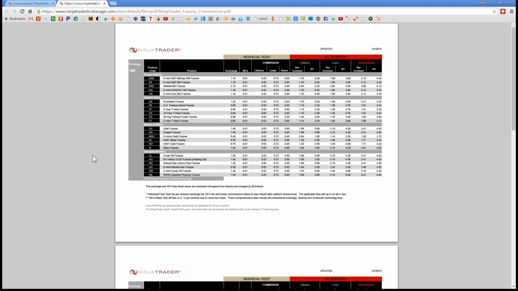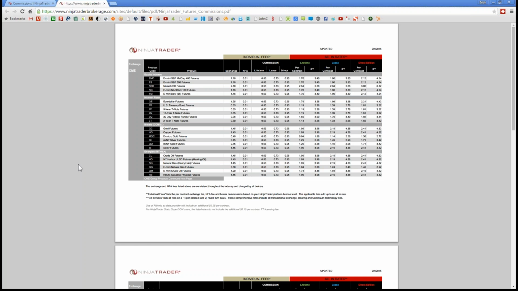So what you can see is the exchange and NFA column, third and fourth column, those are the same regardless of brokerage firm. It doesn't matter what brokerage firm you're at, you're going to pay the same exchange fees, the same NFA fees.